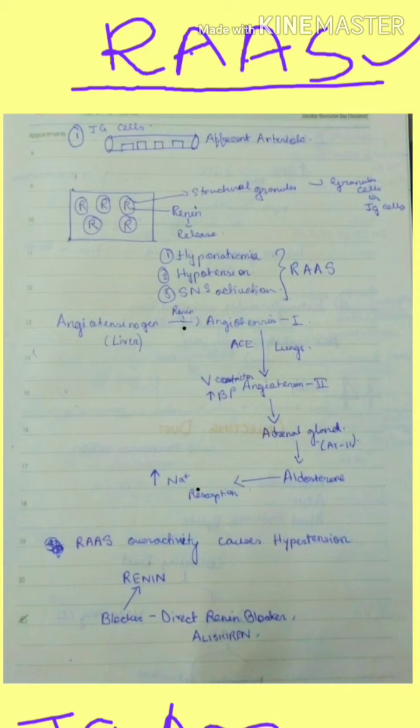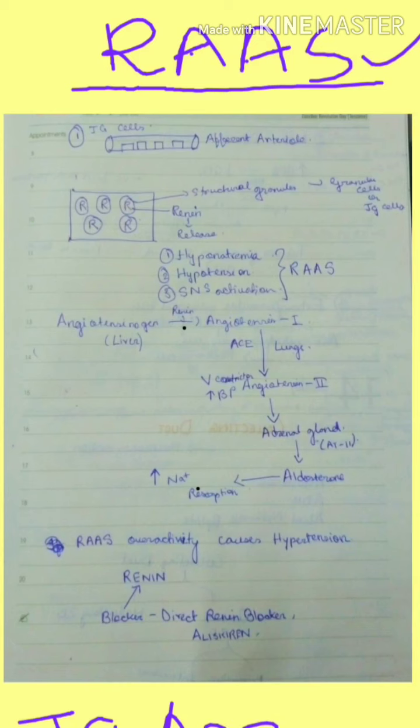So what is the function of RAAS? RAAS gets activated mainly due to three reasons: when there is hyponatremia, hypotension, and sympathetic nervous system activation. So 3 points, what are they? Hyponatremia, hypotension, and SNS activation.